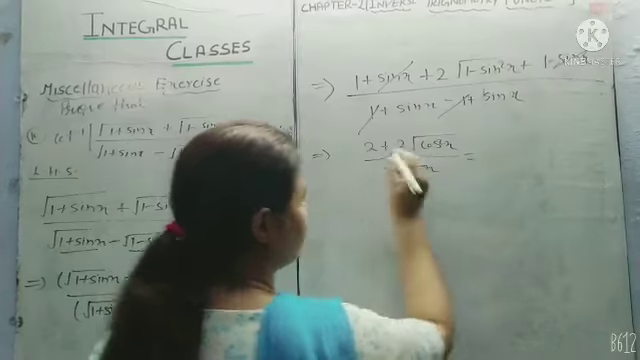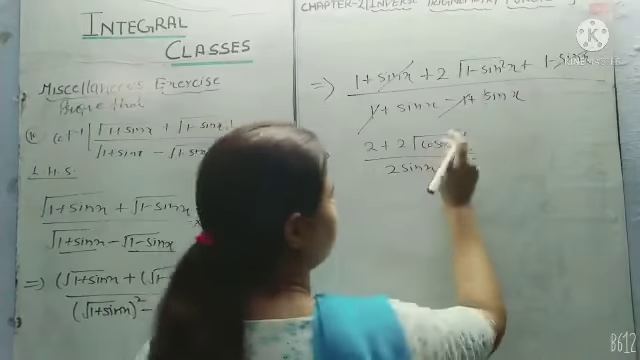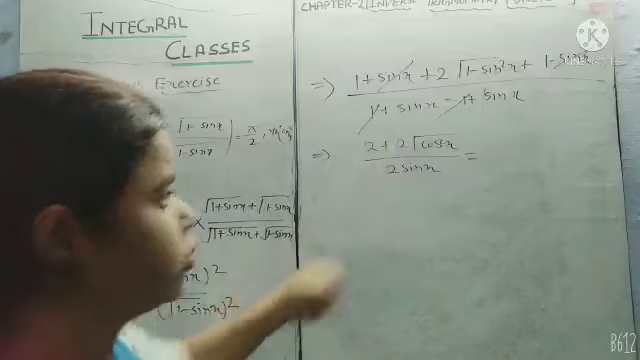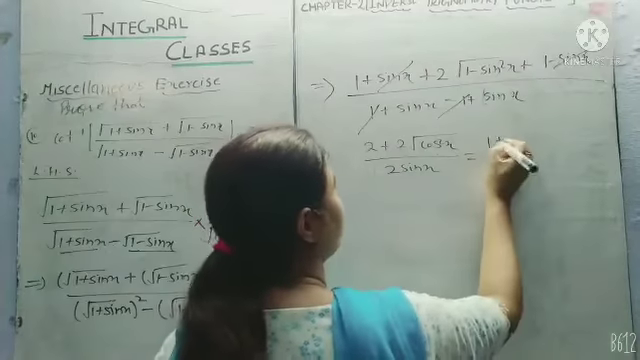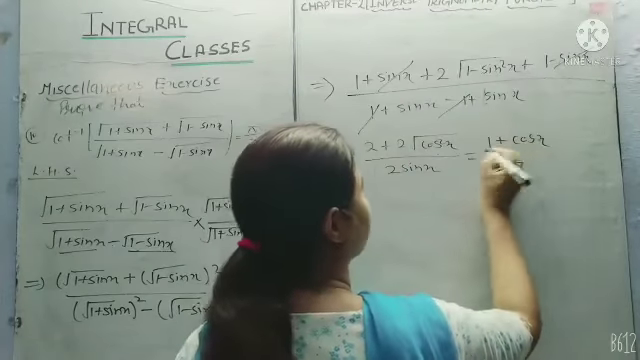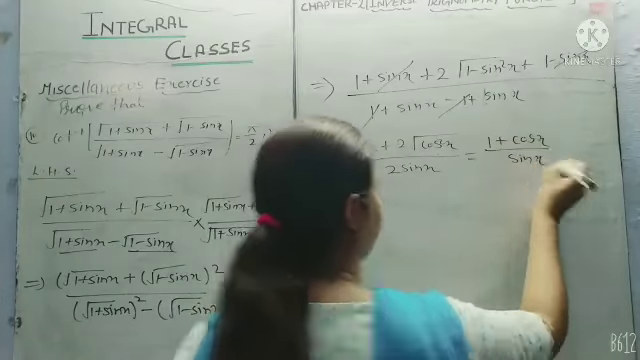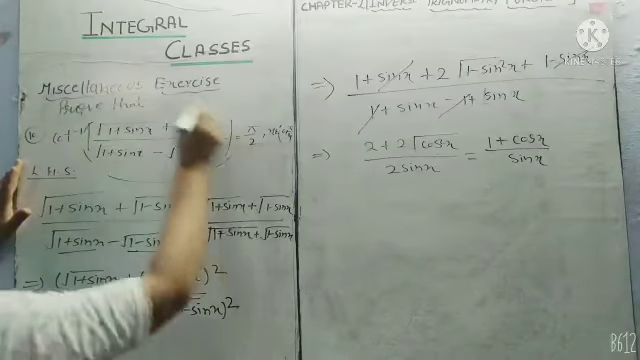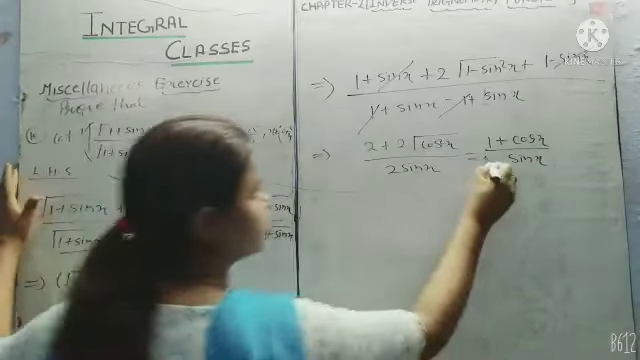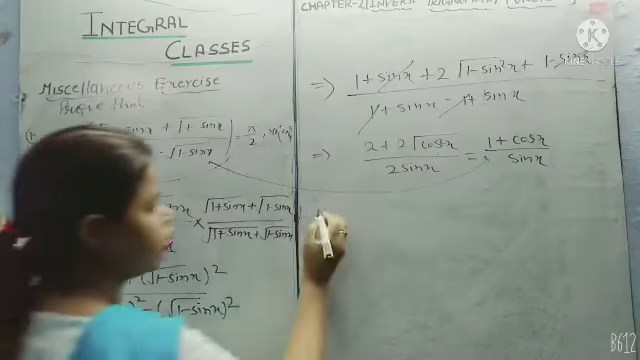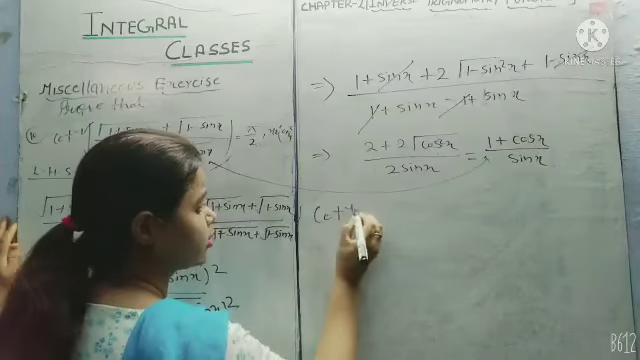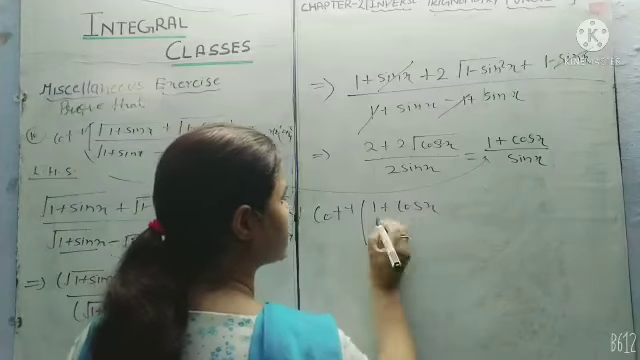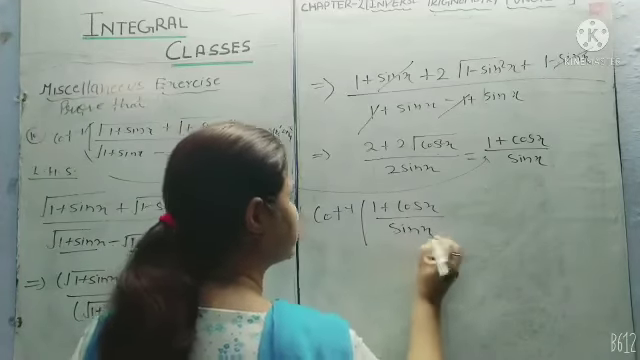If we take 2 common, and cos square x comes out of the root, it becomes cos x. So 1 plus cos x upon sin x. So student, this whole bracket we will replace by this term. So now we have to write cot inverse of 1 plus cos x upon sin x.